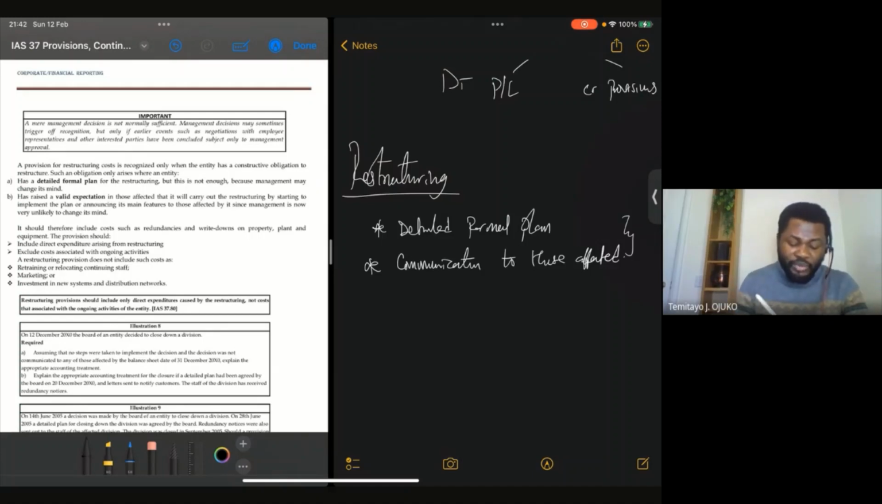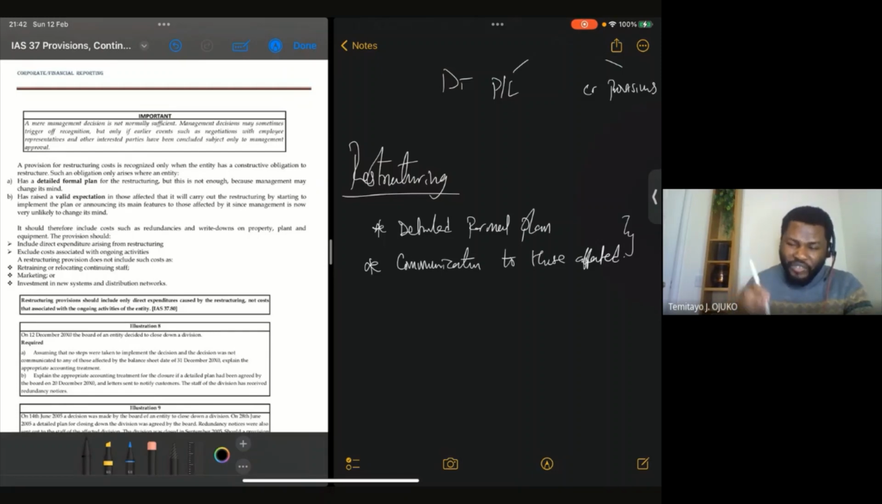Such an obligation only arises where an entity has a detailed formal plan for restructuring. But this is not enough because management may change it. It must also have raised a valid expectation. And how do you raise a valid expectation? By communicating to those affected that it will carry out the restructuring, by starting to implement the plan or announcing the main features to those affected by it, since management is now very unlikely to change its mind. It should therefore include costs.